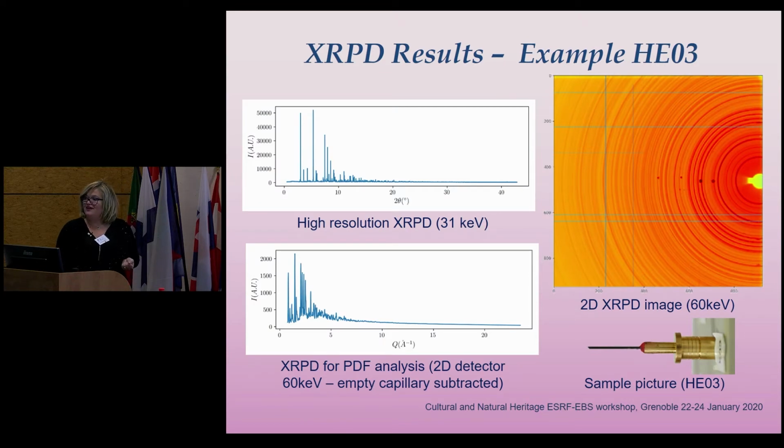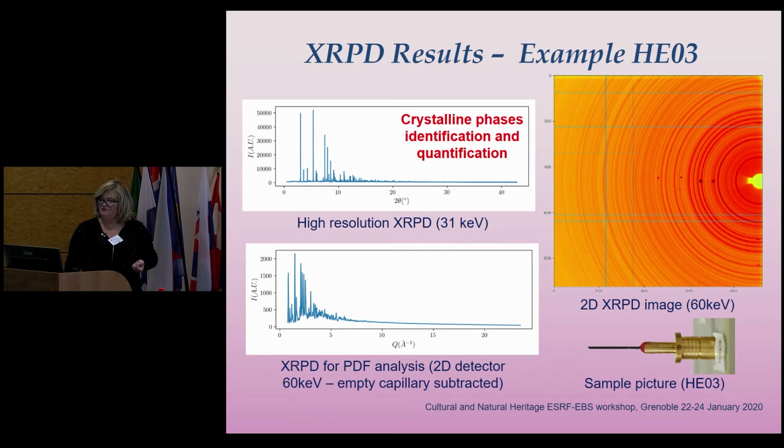So here is just an example of our samples. High resolution X-ray diffraction: you will see at first the first pattern. At low energy, Pierre-Olivier could study the amorphous part of the carbon black. And here just the optical image of the sample put inside the capillary.